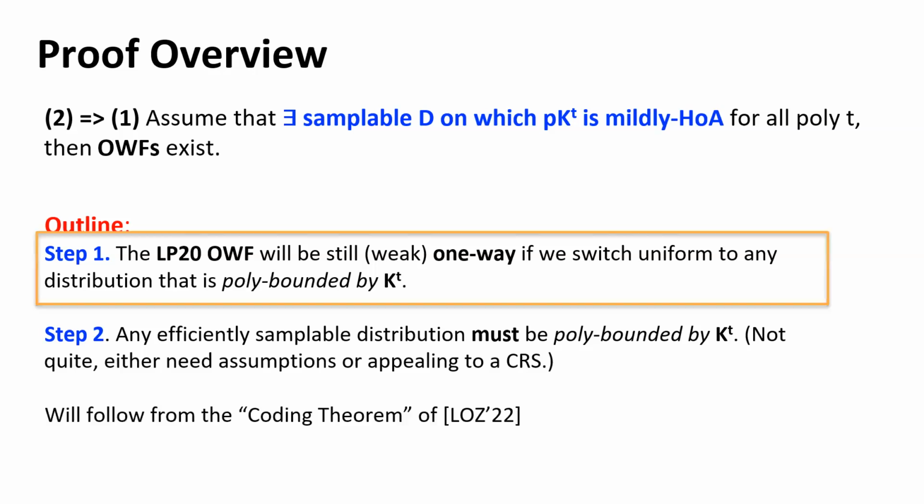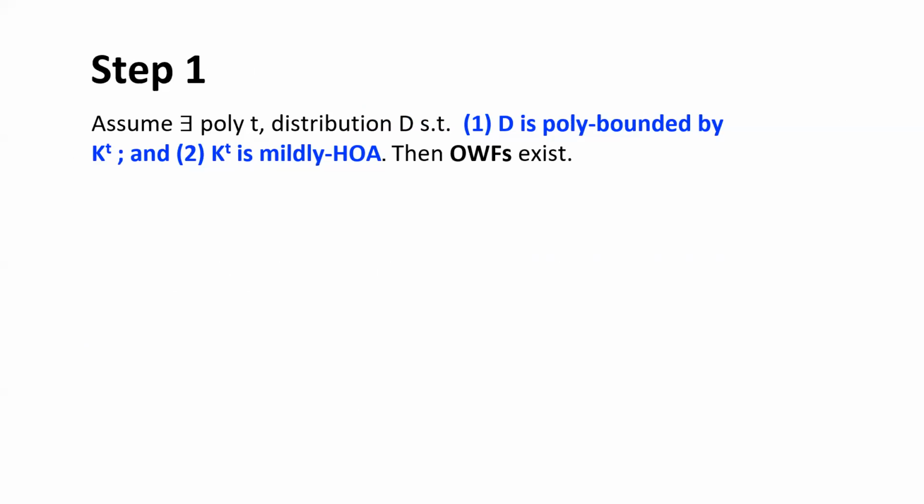Today, for those who are not very familiar with LP20, I will sketch the proof behind step 1. We want to remark here that step 2 follows from the coding theorem of Lu, Oliveira, and Santhanam. We also have an independent proof, which is much more elementary. So let's look at step 1.